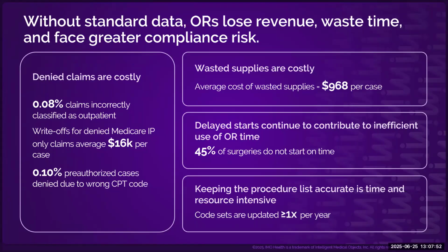Along with these, you can see on the slide the impact. For example, denied claim write-offs for Medicare and patient-only claims average $16,000 per case. Wasted supplies on average $968 per case, and delayed starts contribute to inefficient use of OR time, with 45% of surgeries that do not start on time, to just mention a few.